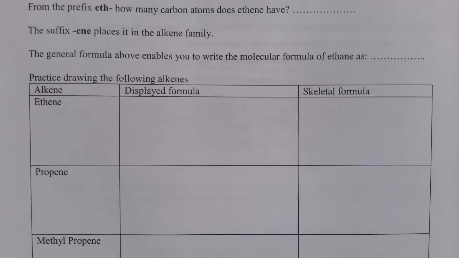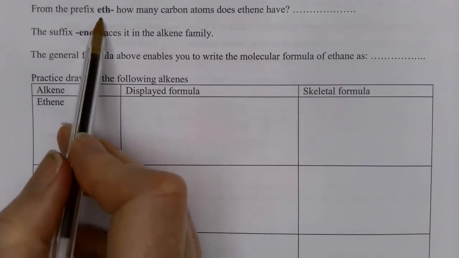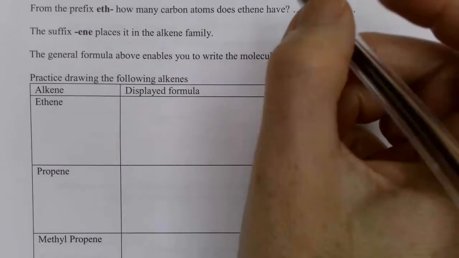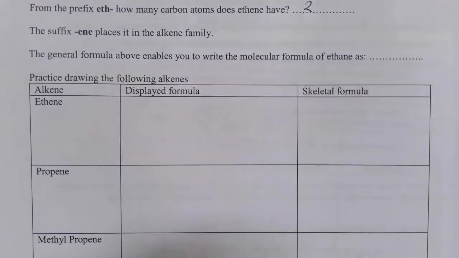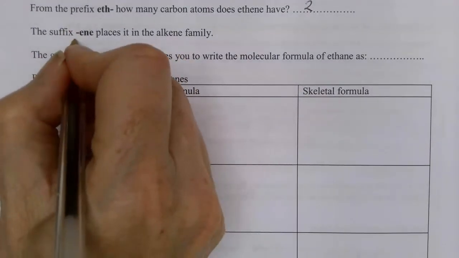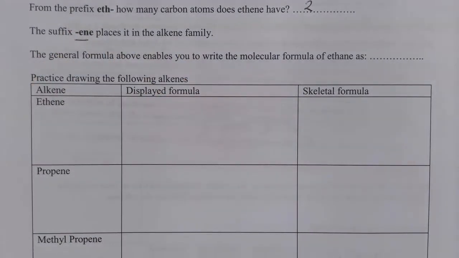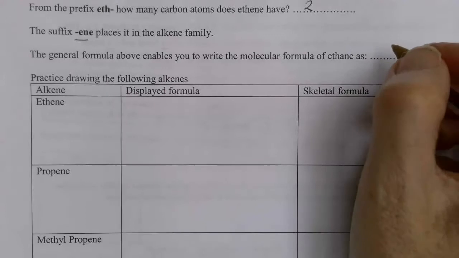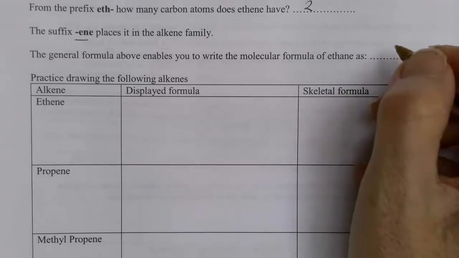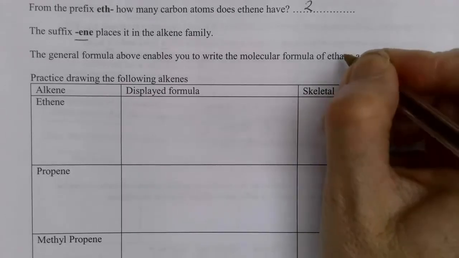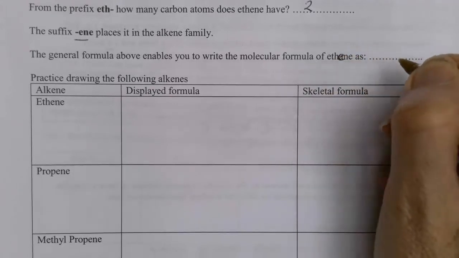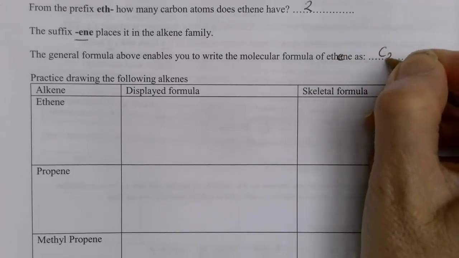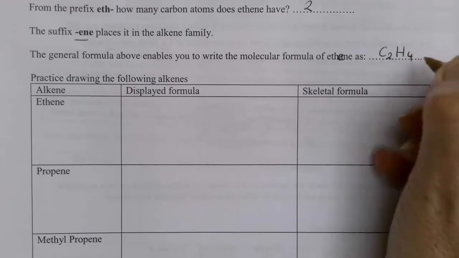So we have the same naming rules that we had for the alkanes. So the prefix eth tells us that we have two carbons, and the suffix -ene places it in the alkene family. So again, that general formula is going to be CnH2n. So ethene has the formula C2H4.